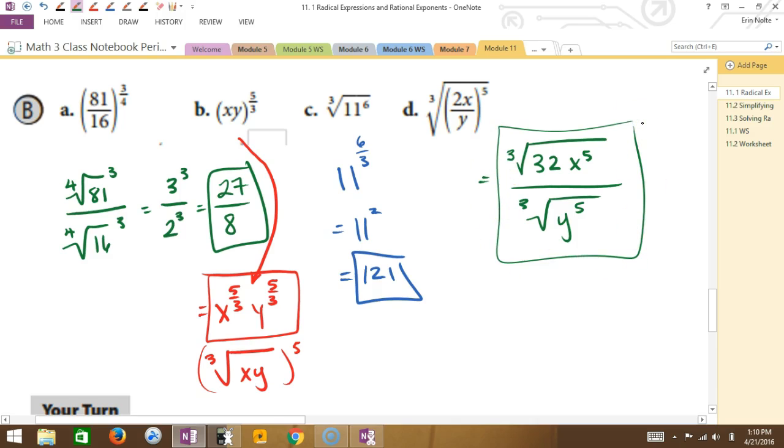Your assignment is on the HMH player. You're going to get your tablets out. Try to use Firefox if you can. So log on, Firefox it up, and do 11.1 as your assignment.